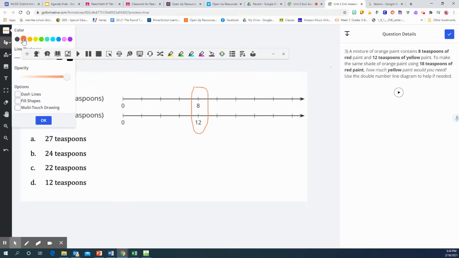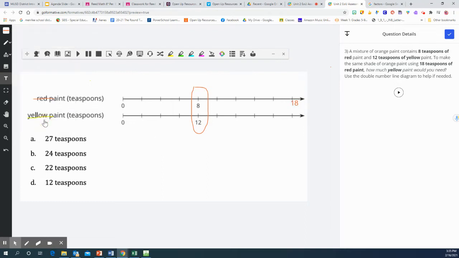I'm going to switch back to my red colored paint and use the T to put that 18. I'm just going to put it over here for right now. It doesn't really matter. I just know that it's bigger than 8, right? And so you need to think about what's that relationship and what do I need to know? That's what I need to figure out: how much yellow paint would there be if I have 18 of red.